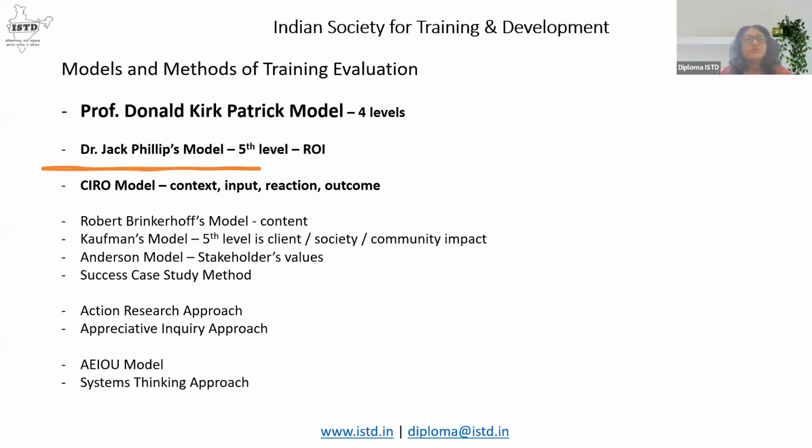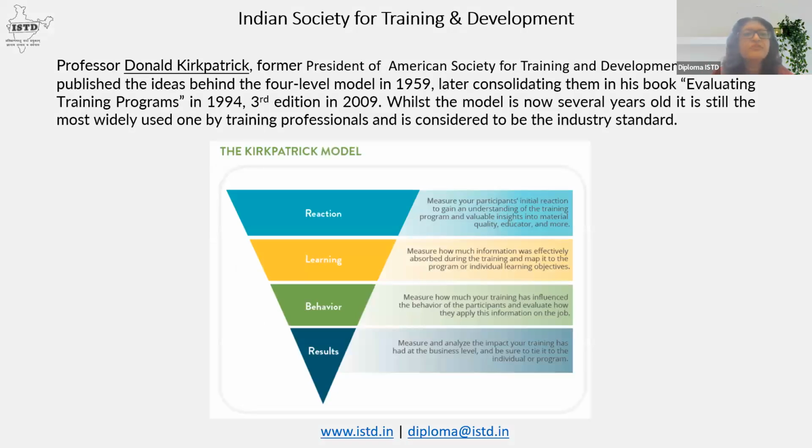Okay, so these are all what is there in your course: Donald Kirkpatrick model, Jack Phillips model, CIRO model, Robert Brinkerhoff, Kaufman, Anderson, success case study, action research, appreciative inquiry, AEIOU, as well as the systems thinking approach. So let's get into the first one, which is Kirkpatrick model.